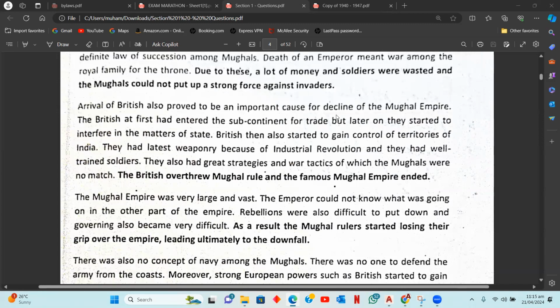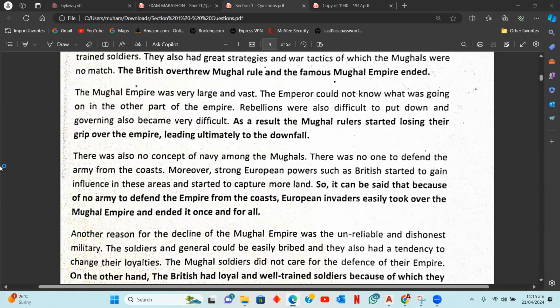We're talking about the arrival of British and how the British entered for trade, but they got involved in the matters of the subcontinent. They were more advanced in terms of weaponry because of the Industrial Revolution. They had well-paid soldiers. They knew better war tactics and strategies. And the Mughals, because they were no match for the British, basically lost and the Mughal Empire ended. So the analysis of the entrance of British will be that the Mughal Empire ended.